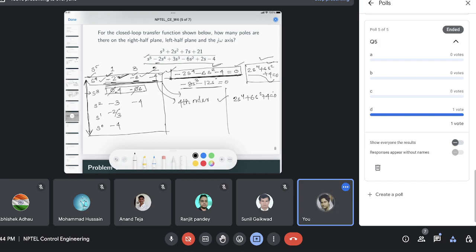Take 2 common, so you have s^4 + 3s^2 + 2 = 0. You can also write it as s^4 + 2s^2 + s^2 + 2 = 0, or s^2(s^2 + 2) + (s^2 + 2) = 0, or (s^2 + 1)(s^2 + 2) = 0.